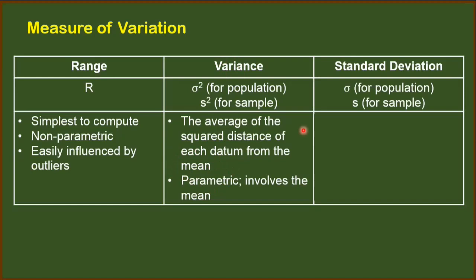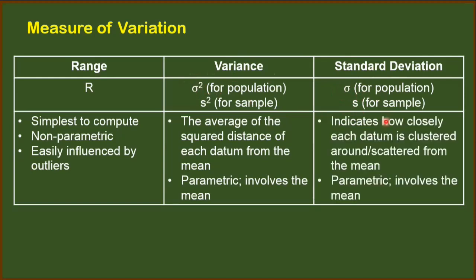Lastly, we have standard deviation. It is symbolized by small letter sigma and small letter s for population and sample respectively. If you may notice, variance and standard deviation in terms of symbol are quite similar because the standard deviation has an exponent of 1. For variance, we have an exponent of 2. Again, we will also have a separate video for the computation of the standard deviation, and it indicates how closely each of the data is clustered around or scattered from the mean. Just like variance, because it involves the mean, it is parametric.